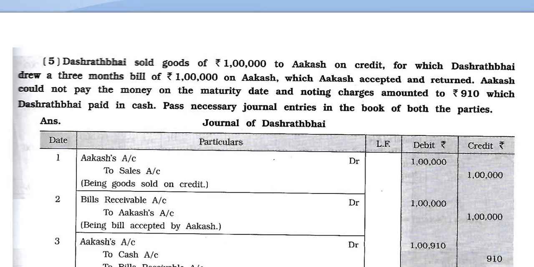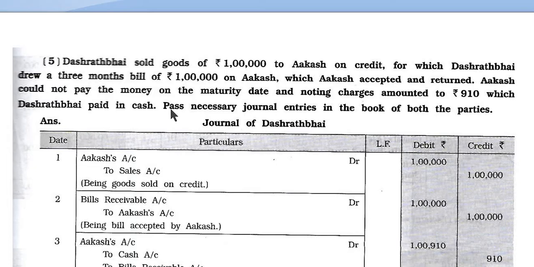Dasrath Bhai sold goods of rupees 1 lakh to Akash on credit, for which Dasrath Bhai drew a 3 months bill of rupees 1 lakh on Akash, which Akash accepted and returned. Akash could not pay the money on the maturity date, and noting charges amounted to rupees 910, which Dasrath Bhai paid in cash. Pass necessary journal entries in the books of both the parties.